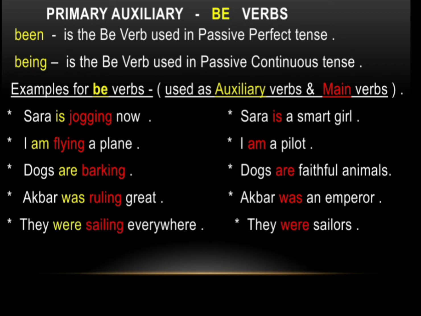They were sailing everywhere. Sailing is the main verb, were is the auxiliary verb, and it denotes the past tense in the plural form. The next sentence, they were sailors. Were is used as the main verb.